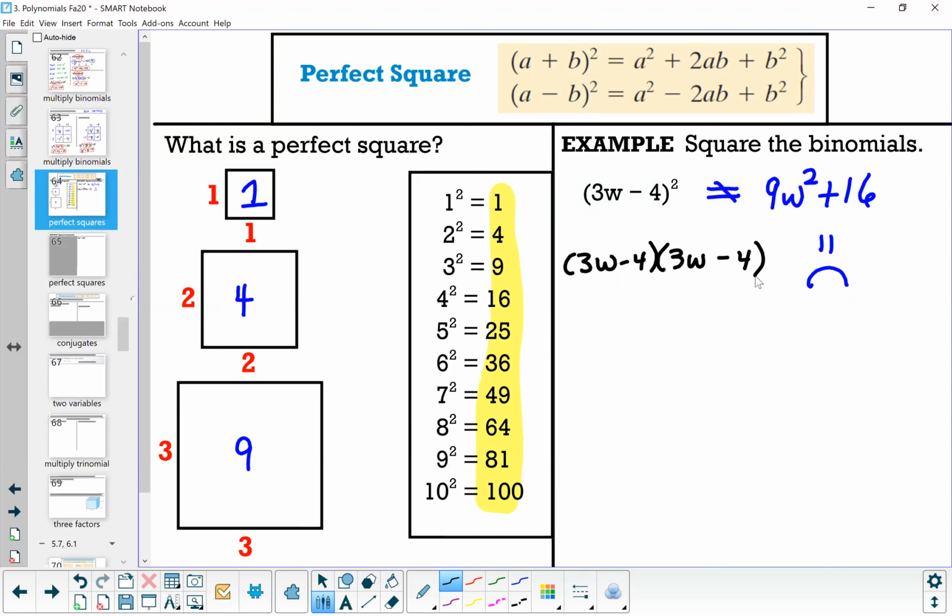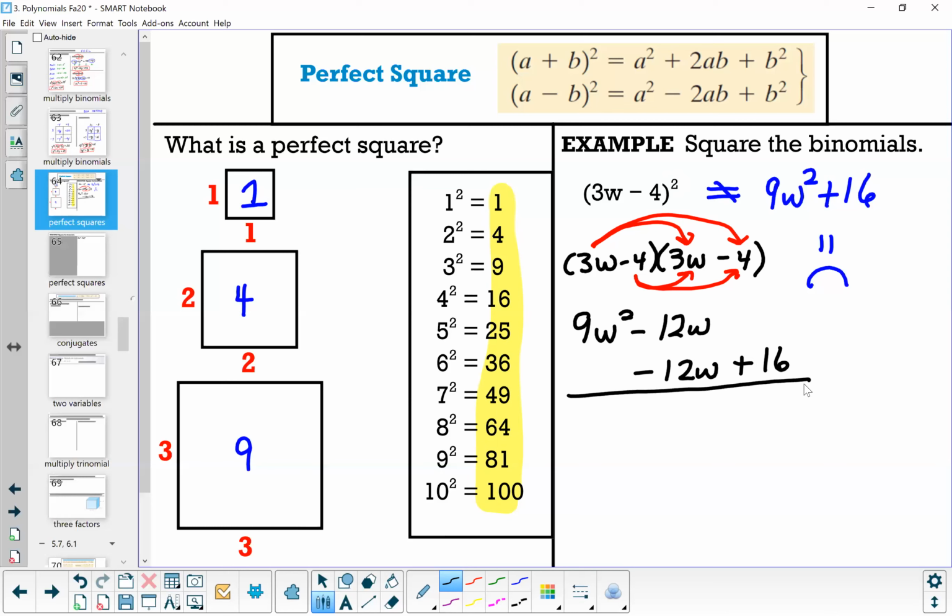And we know that once we distribute this, we're going to end up with 4 terms simplified down to 3. All right, so let's multiply out the 3w to the 3w and to the minus 4. We get 9w squared minus 12w. Then distribute the minus 4 to the 3w and to the minus 4. So we get minus 12w plus 16.